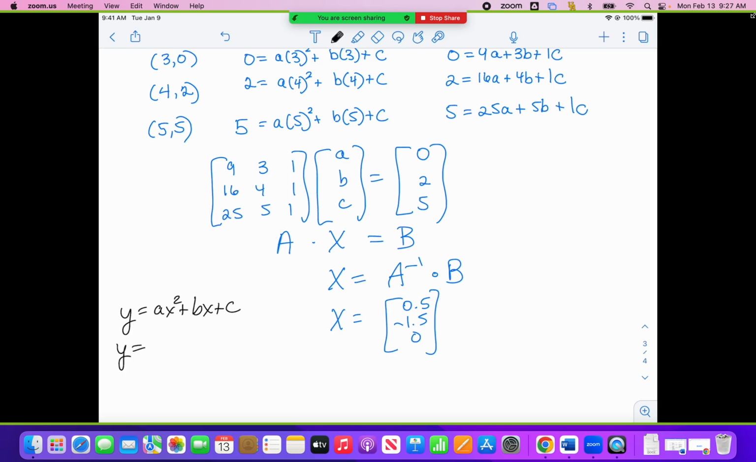So this is y equals 0.5x squared. Whoops, I'm going to go ahead and make that a minus 1.5x plus 0. Now you're not going to leave a plus 0. We'll tidy that one up. So hopefully you remember how to use your calculators.